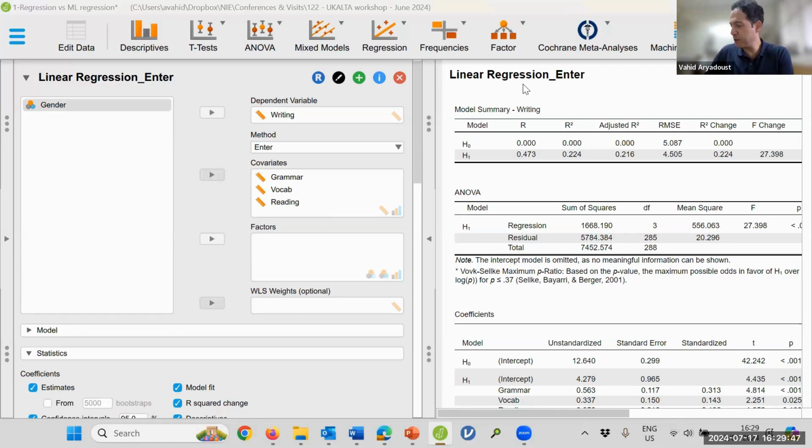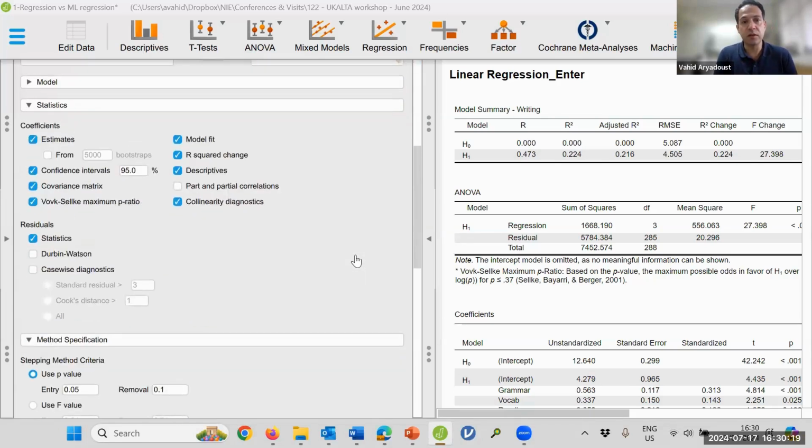Okay, the difference between them, everybody, is the covariates are continuous variables, simply put, whereas factors are categorical. So a variable like gender would be viewed as a factor. And if you want to regress writing on gender, you got to move gender to the factors box. But the rest of them are basically continuous. They're not categorical, and they're treated as covariates. That's simply the difference between covariates and factors.